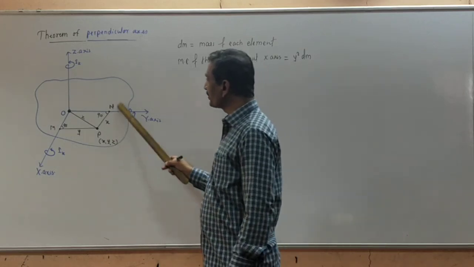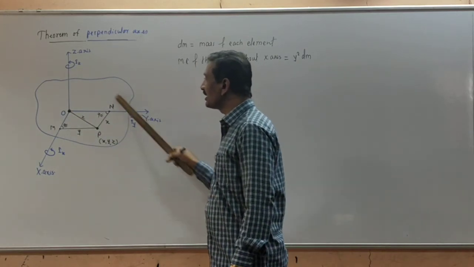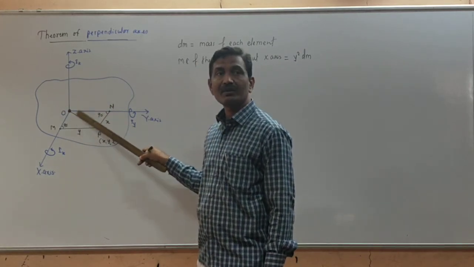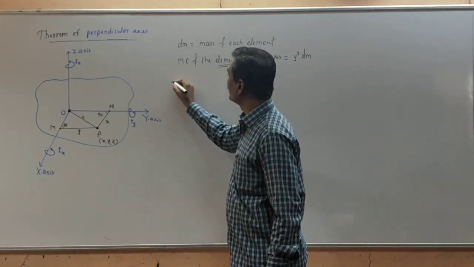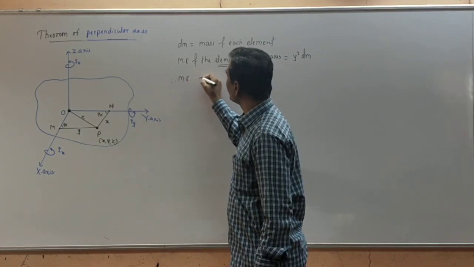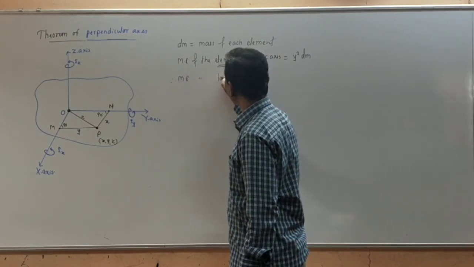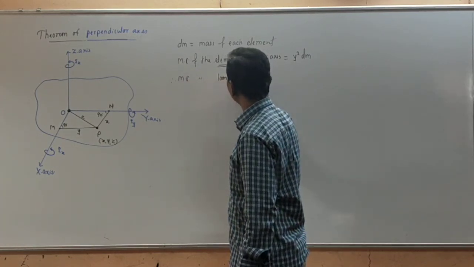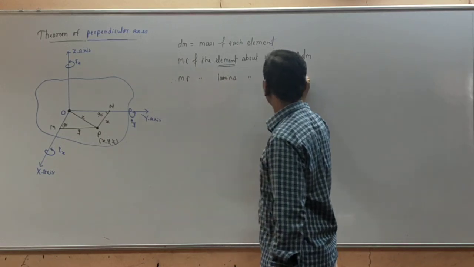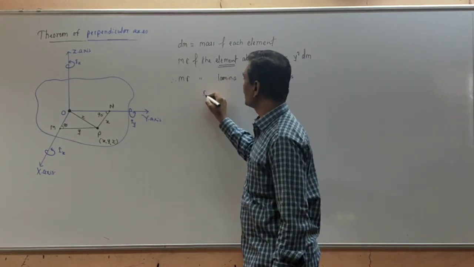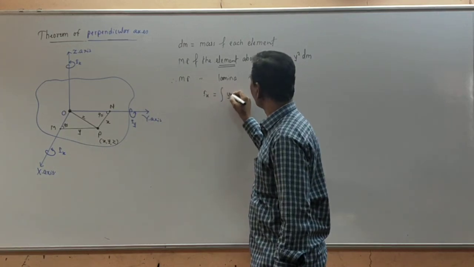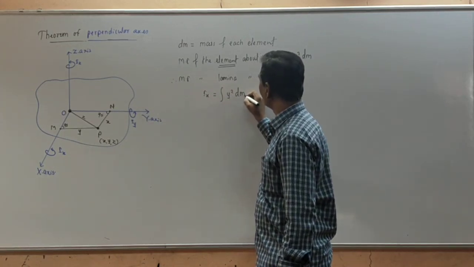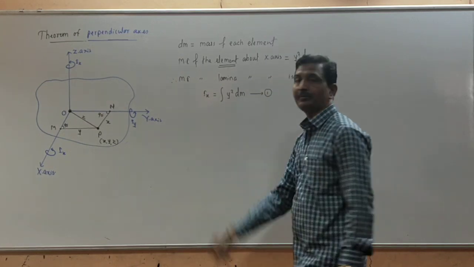Addition of the moment of inertia of all the elements gives us the moment of inertia of the whole lamina about x-axis. And therefore, the moment of inertia of the lamina about x-axis is denoted by letter Ix. So Ix is the integration of y square into dm, equation number 1.